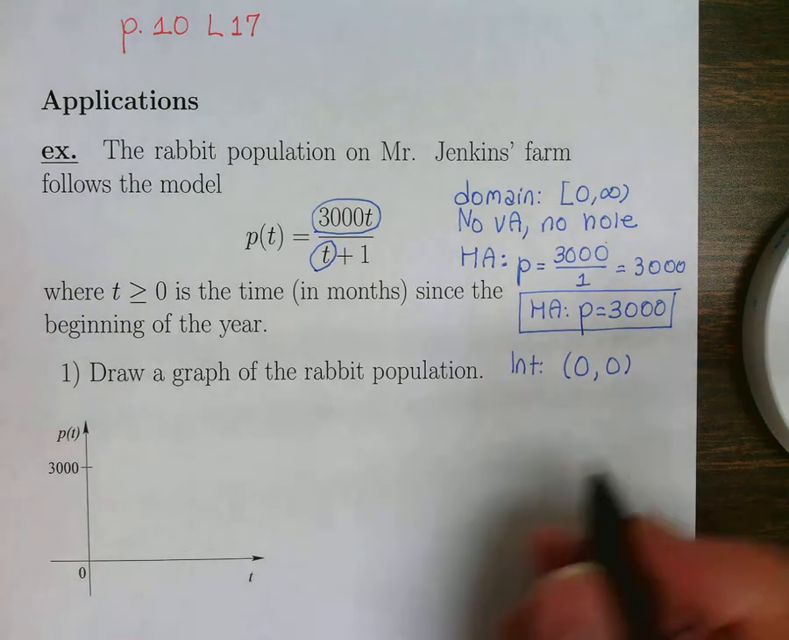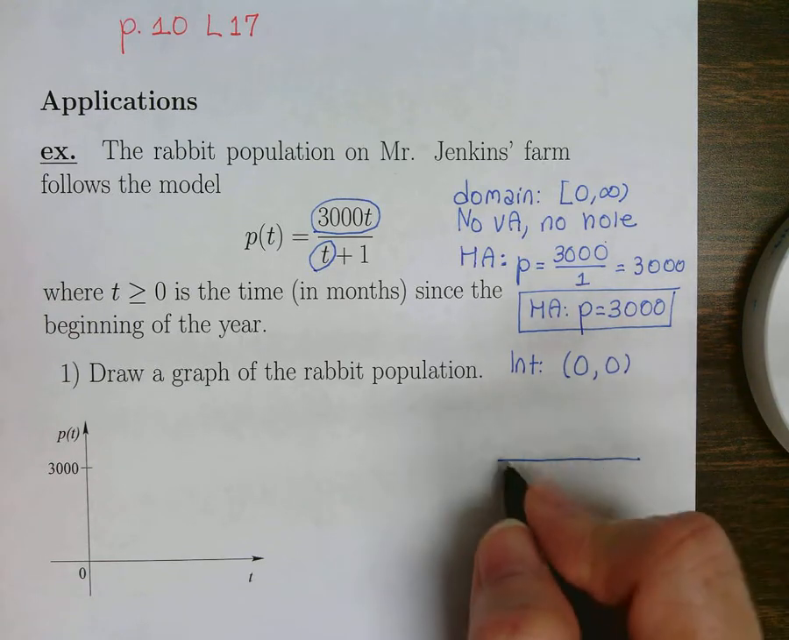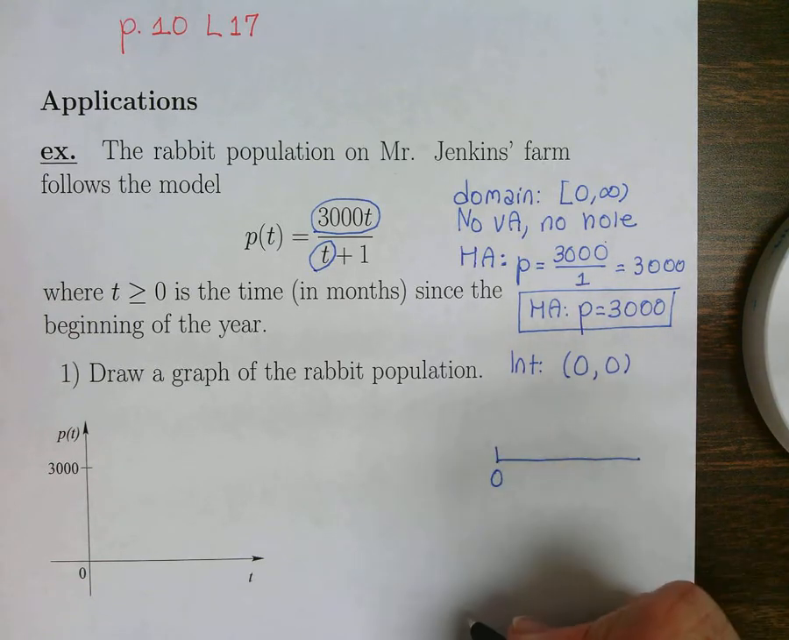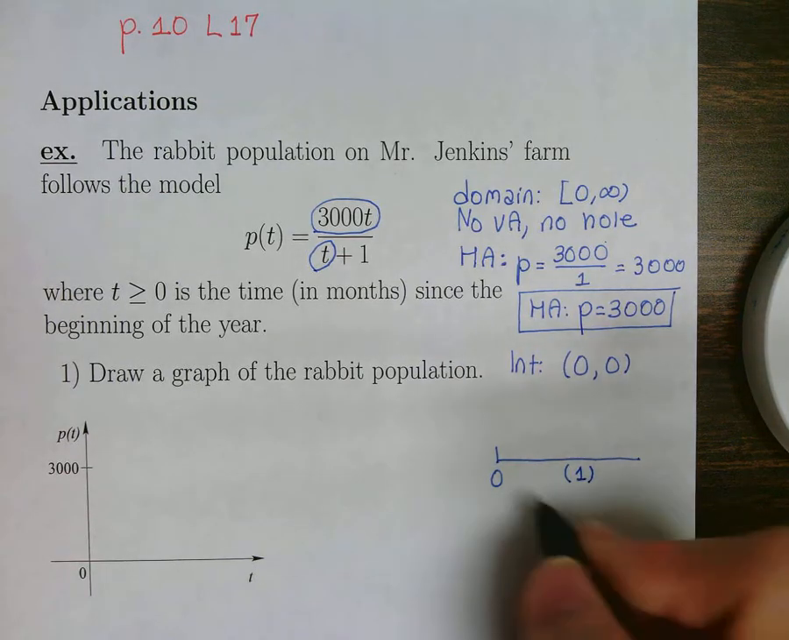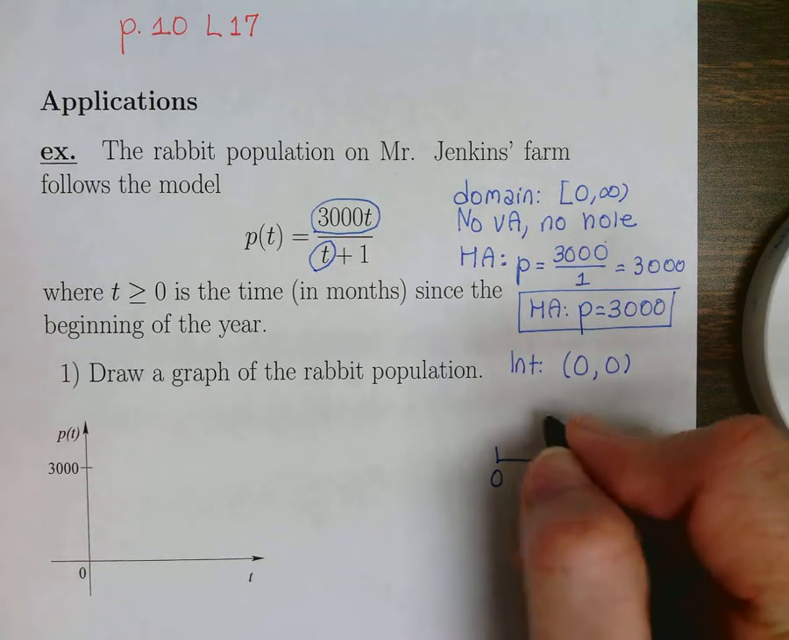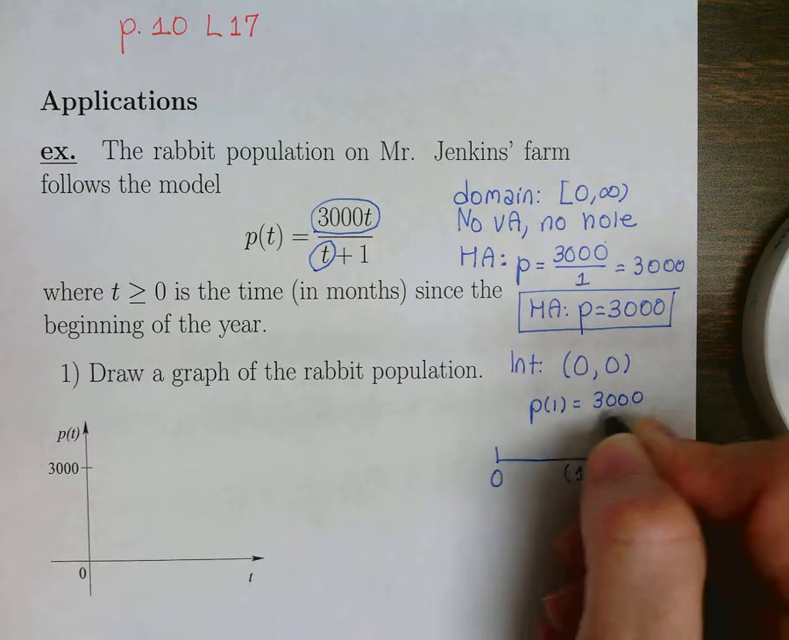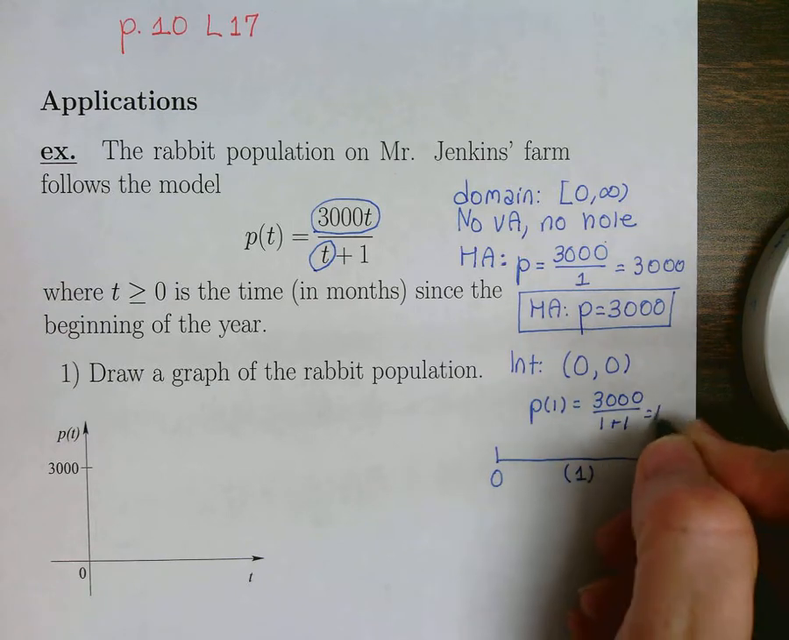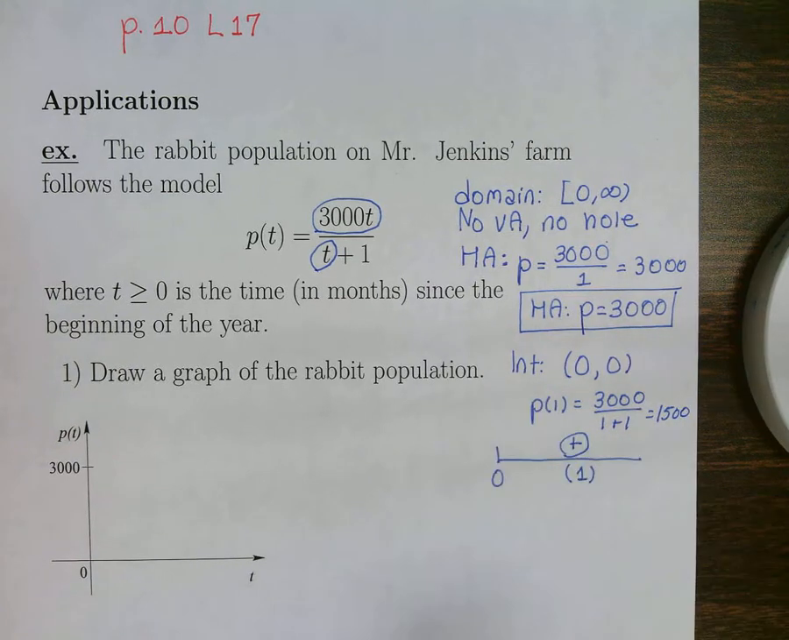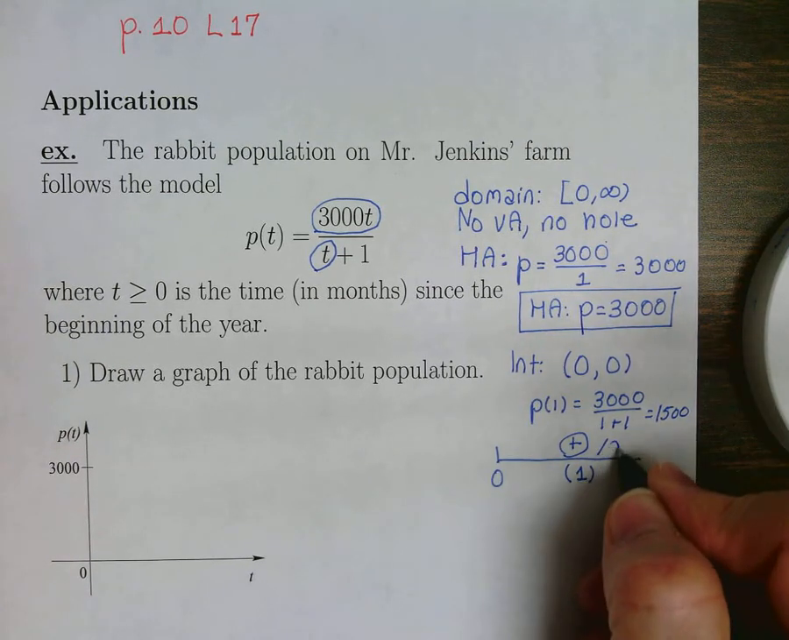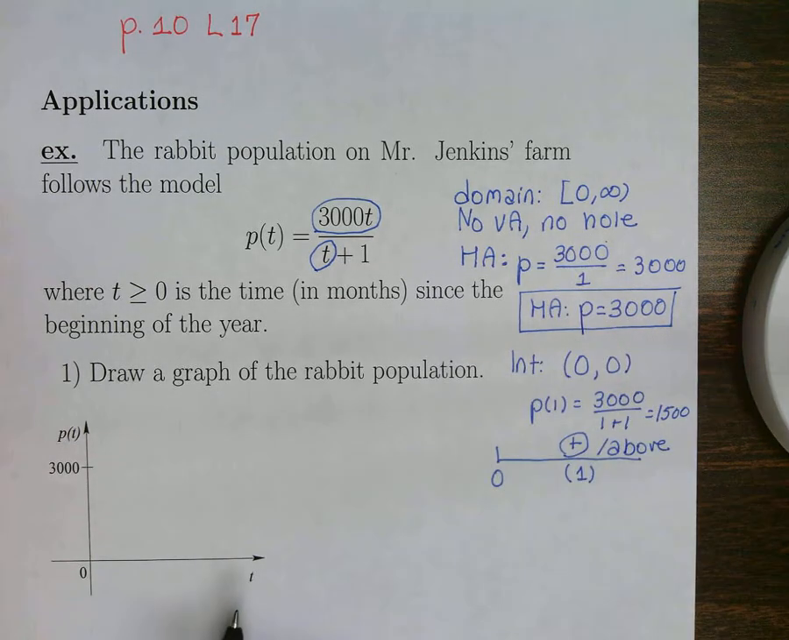Okay, so let's see. Notice that if we think of our number line, there's really nothing to break it up because we're starting at 0. So we can choose any number after 0 and plug it in. P of 1 is going to be what? 3,000 over 1 plus 1, which is 1,500. Notice that it's positive, so the graph is going to lie above the axis over the entire domain.